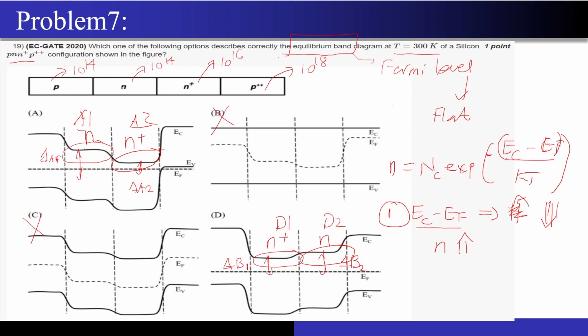Now let's look in the question. This has been given as N. This has been given as N plus. So I have to match this N and N plus, right? So option number A, it is matching. Option number D, it is not matching. The order has been reversed, right? So the option number A is the correct option for the energy band diagram, right? I hope the question was clear. And if you guys have any doubt, please feel free to poke me.